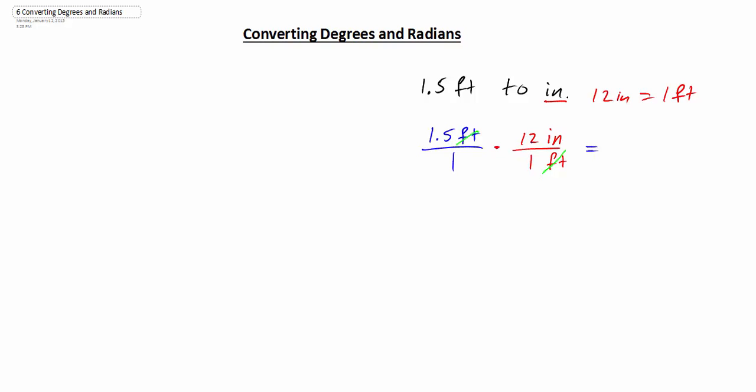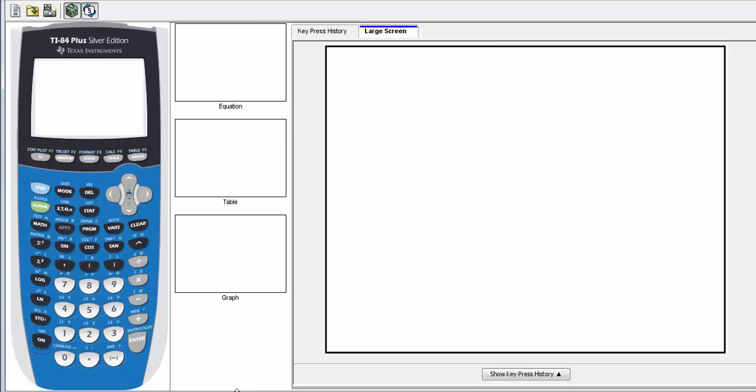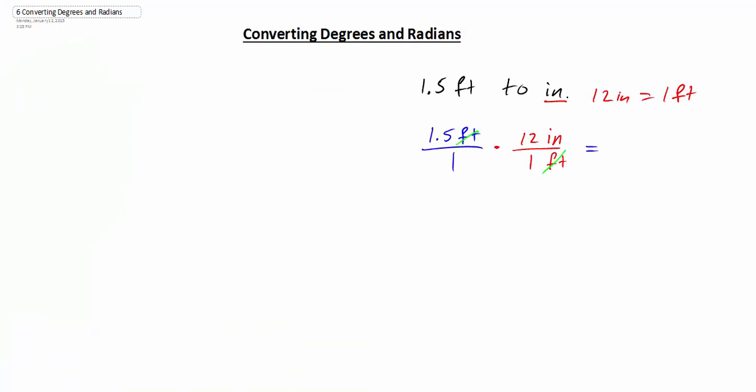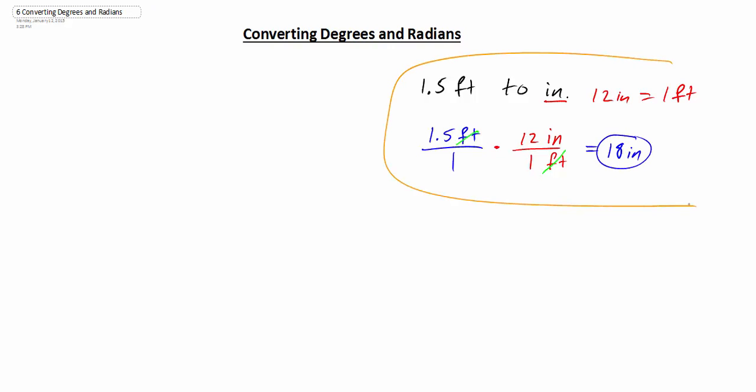So 1.5 times 12, you could simply go to the calculator and you would have 1.5 multiplied by 12. And we get an answer of 18. And the unit has to be inches. So therefore you know that you've done this correctly. So we want to do the same thing with our radians.